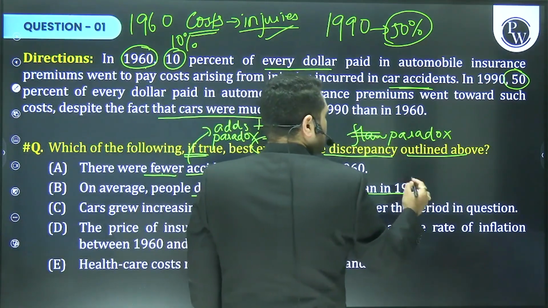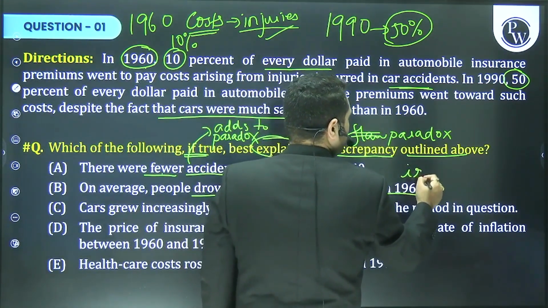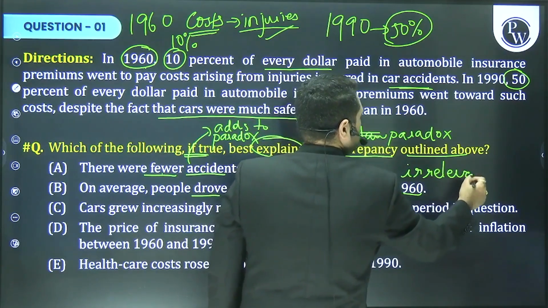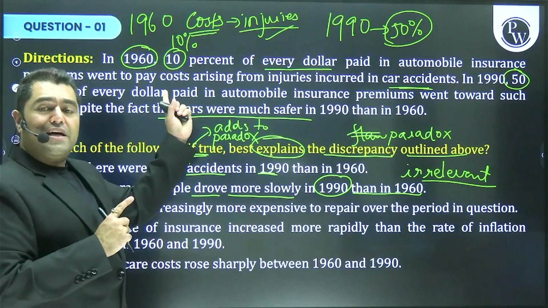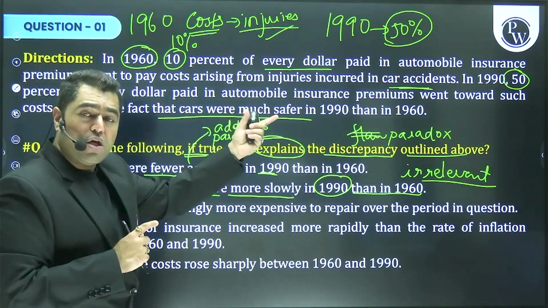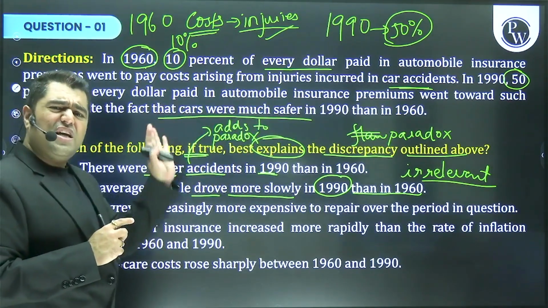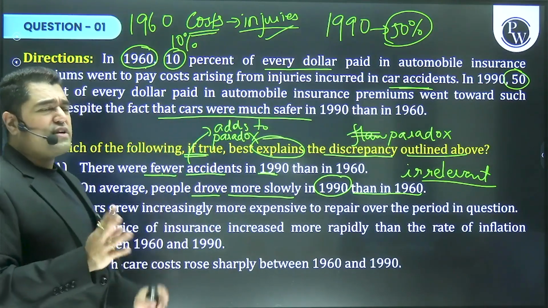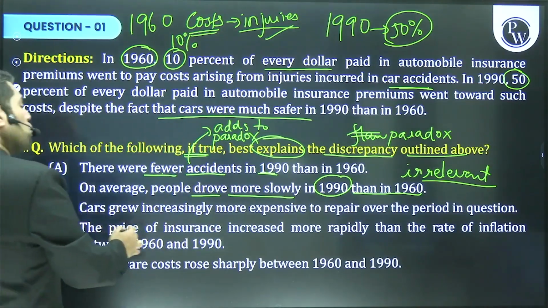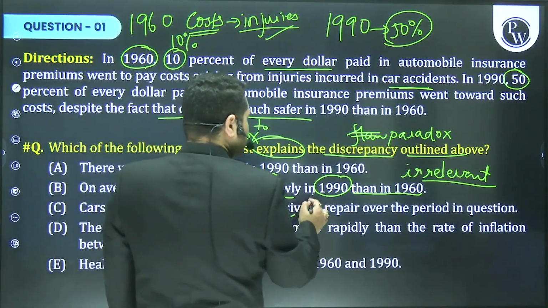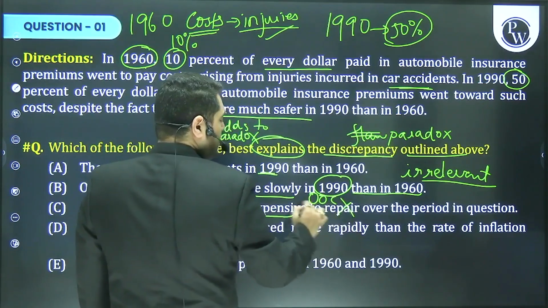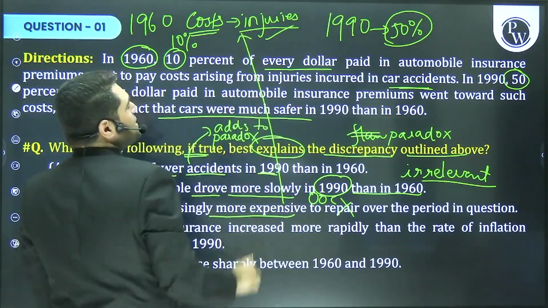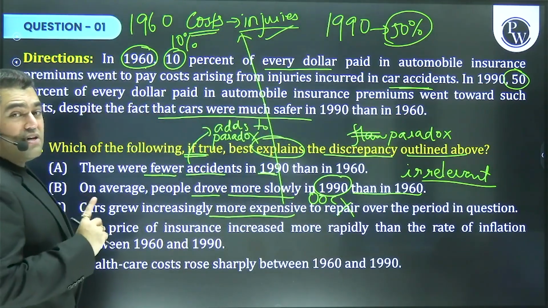Acha. Beta, this option is irrelevant. Okay? Because driving does not guarantee. We are just saying that costs incurred as a result of accidents rose. So people driving slowly, how will that help? This again adds to the paradox, doesn't resolve it. C. Cars grew more expensive. Beta, this is out of context. Because we are not talking about repair either. We are talking about costs as a result of injuries. Pay attention. That is how.